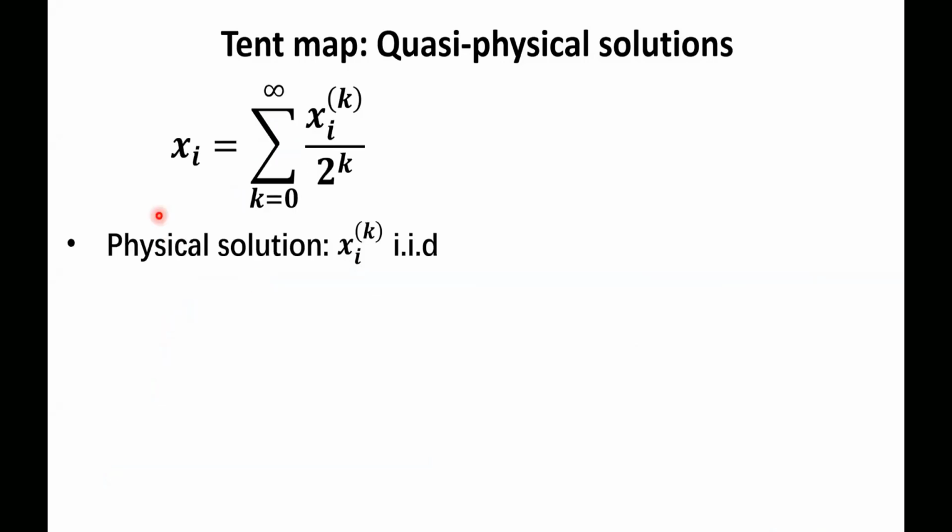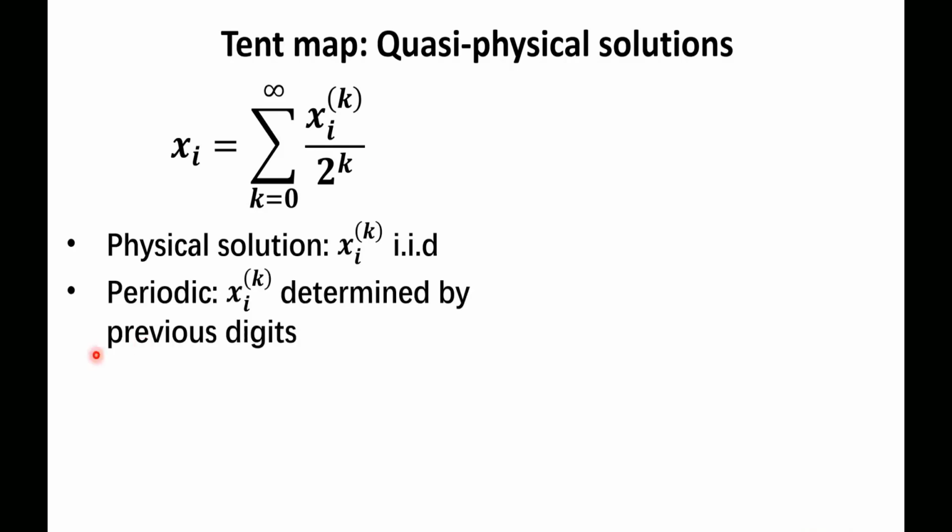If you have a binary decimal representation, if you have the digits being IID, you get a physical solution, right? And it turns out if you pick almost any real number between 0 and 2, you're going to get the binary decimal digits being IID, right? You have zero probability of actually picking anything that has correlated digits or any dependent digits.